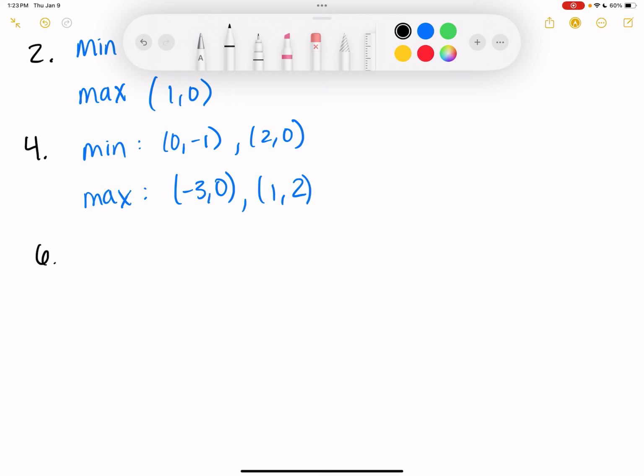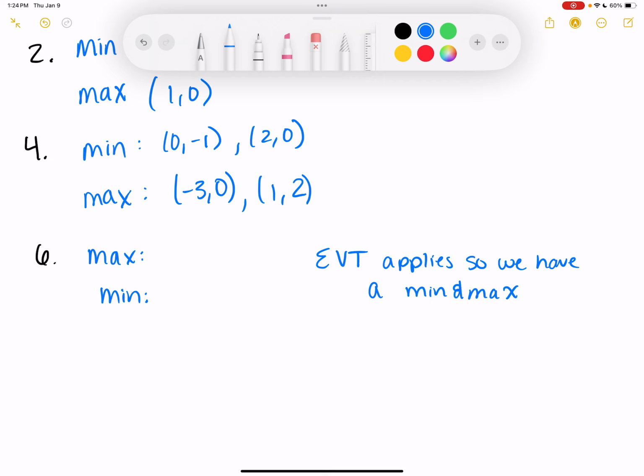All right, so number 6, we've got obviously the graph. We have endpoints at A and B. We have that other point C there in the middle. But notice that they are closed endpoints. There are no gaps in that function. So we have a max and a min, and we'll say what those are in just a second, because the extreme value theorem applies. So we have a min and max, because it was continuous on that interval.